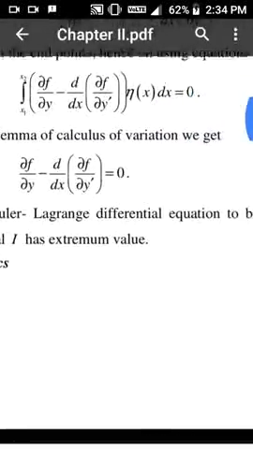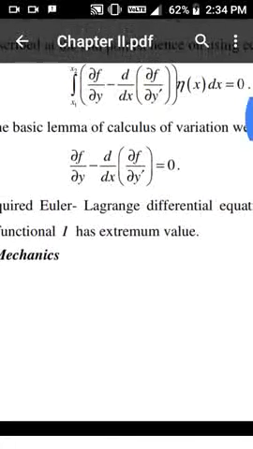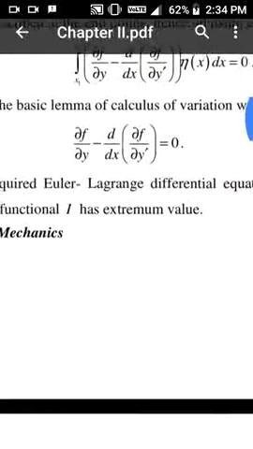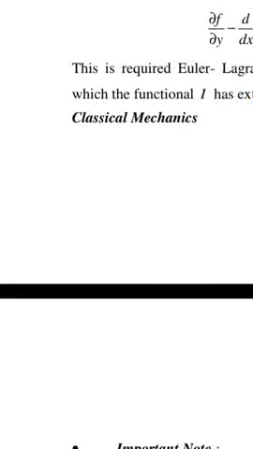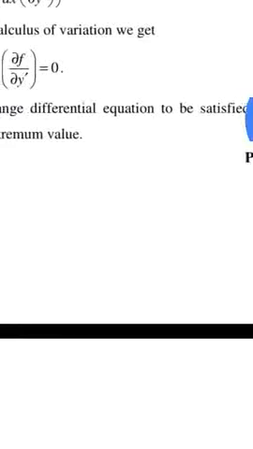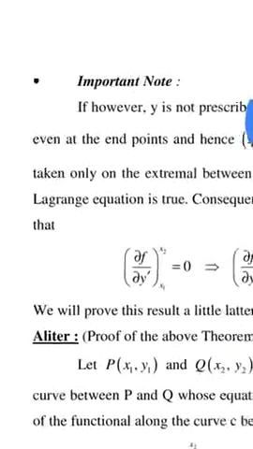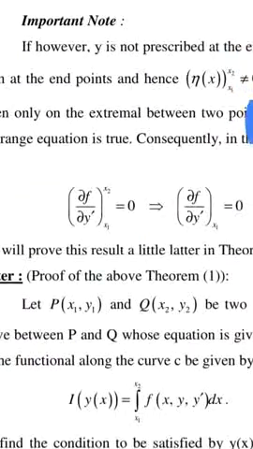Using the basic lemma of calculus of variations, therefore ∂f/∂y − d/dx(∂f/∂y') = 0. This is the required Euler-Lagrange differential equation to be satisfied by y(x), for which the functional I has an extremum value.